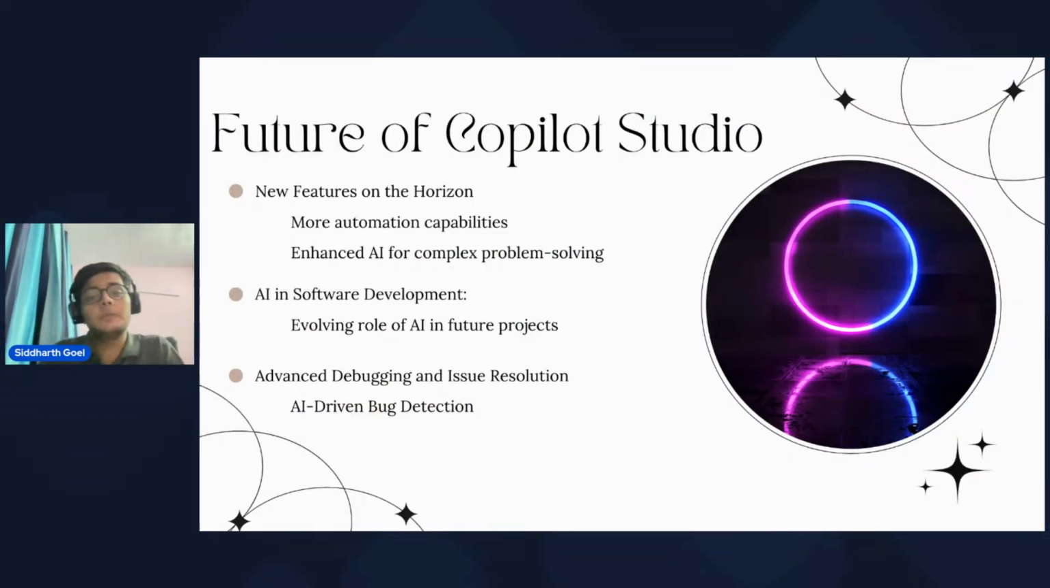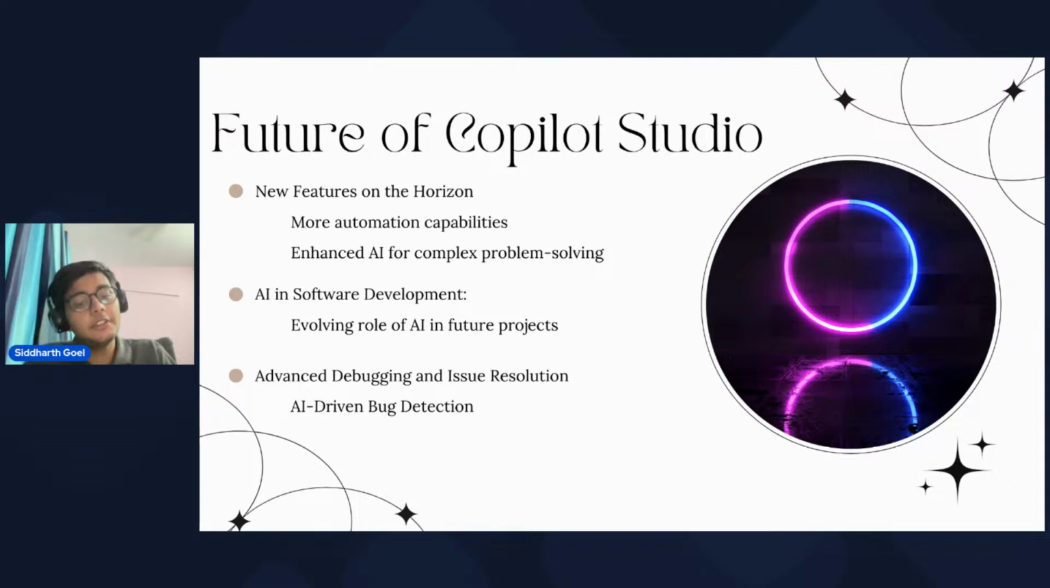Now let us discuss some scope for the future of Copilot Studio. With the future of Copilot Studio, we can expect more automation capabilities and enhanced AI for complex problem solving. Then next comes AI in software development, the evolving role of AI in future projects. AI's influence on development is only growing, and it's becoming integral to every part of the process, from coding to testing to development, deployment, ensuring higher efficiency and quality.